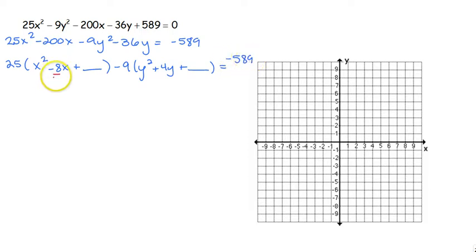We take half of our middle term, negative 4, we square that, so we're adding 16. But remember on the other side we've got to have 25 of those 16s. And then we take half of our middle term over here, which is 2, squared, which gives us 4, so that's a negative 9 times 4.